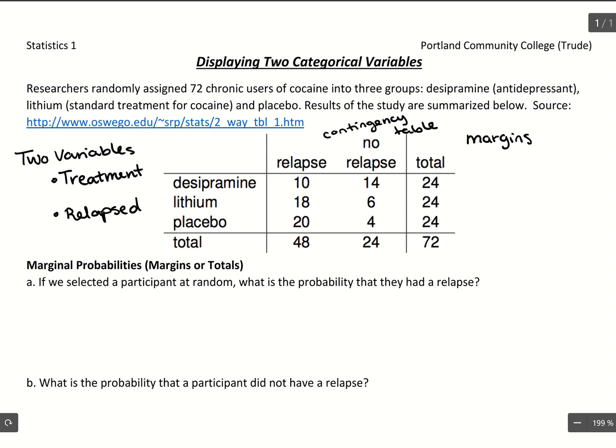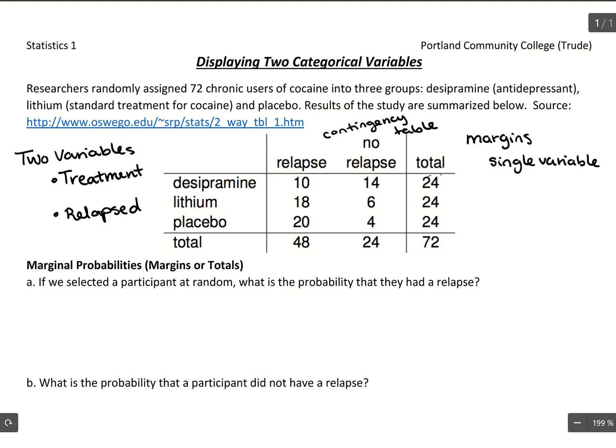So we can see 24 were given desipramine, 24 were given lithium, 24 were given placebo. These numbers of 24 tell us about the single variable of the treatment. It isn't telling us anything about relapse. And then these margins on the bottom, where it says total of 48, we see 48 people relapsed, 24 did not relapse. Again, it's only telling us about the variable relapse and nothing about which drug was being given. So these margins tell us about a single variable.